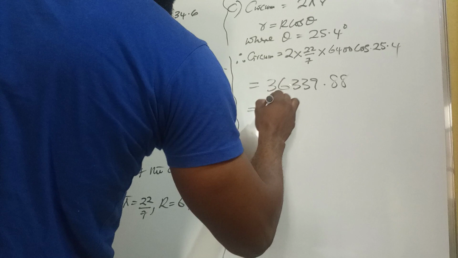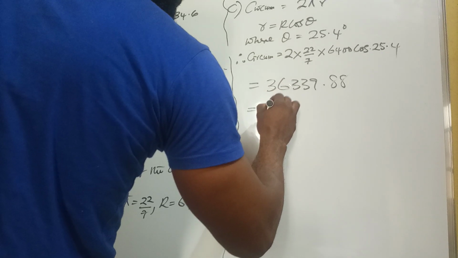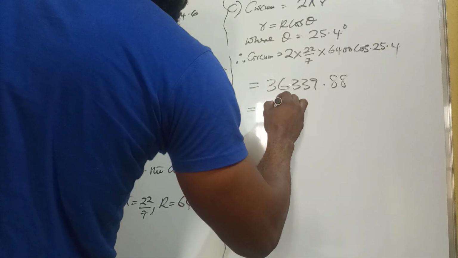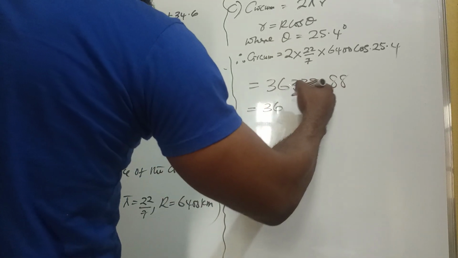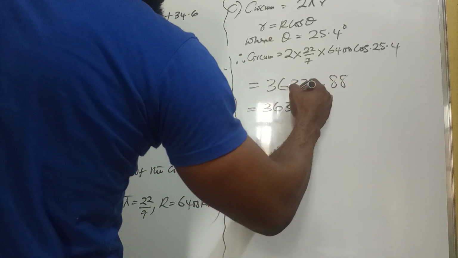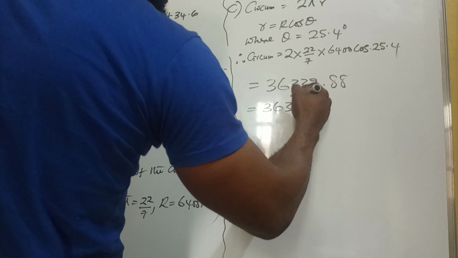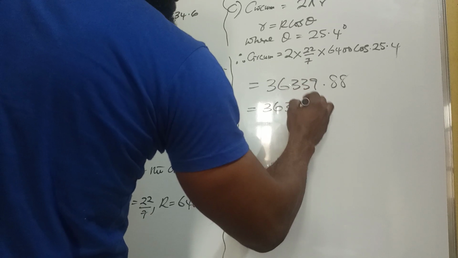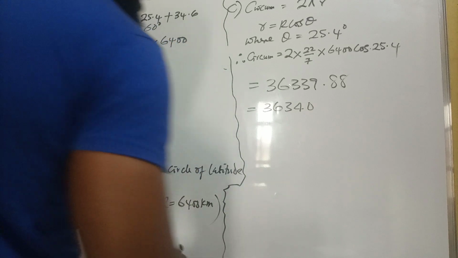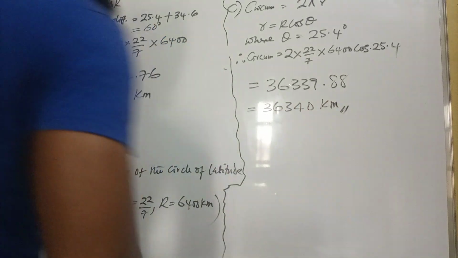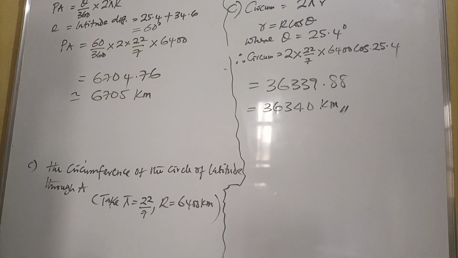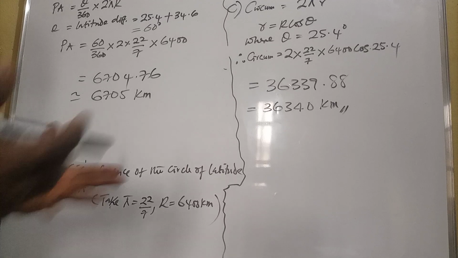Which can be seen as 36,340. I'm approximating this now. So when I approximate this 3, it will change to 0, and this will come to 4. So 36,340 to the nearest kilometer. So interesting, you can see how we've been able to solve this question. And this is actually a WAEC question. So when you have a question like this, this is how you approach it.